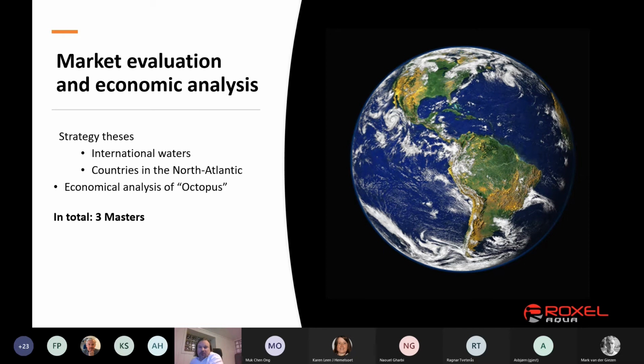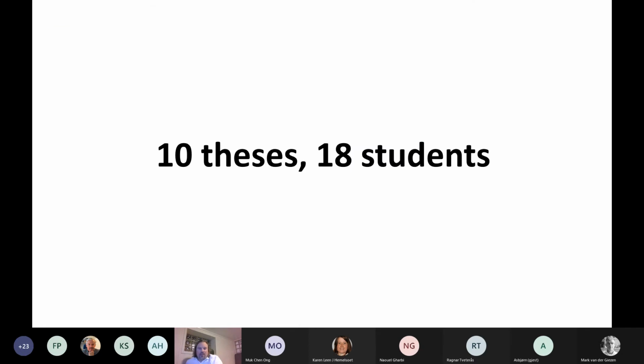We cannot only concentrate on Norway, we have to look at other places in the world, such as the North Atlantic, or even international waters outside the borders of each country. And we've done one economical analysis of our concept. So in total, we've done three masters on this one, and I'll give you an example of one of them in the next slide. First of all, there are 10 theses we have done, including 18 students.